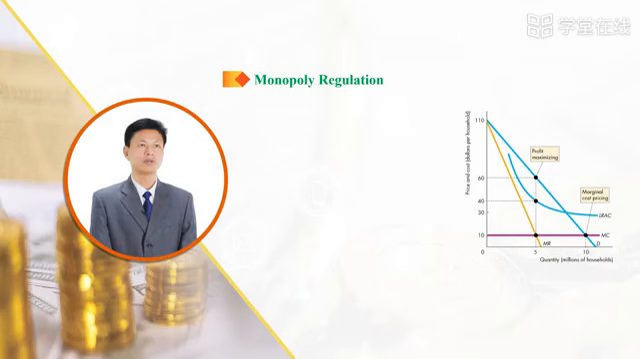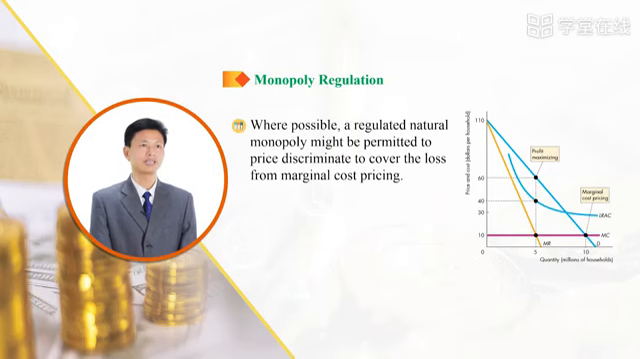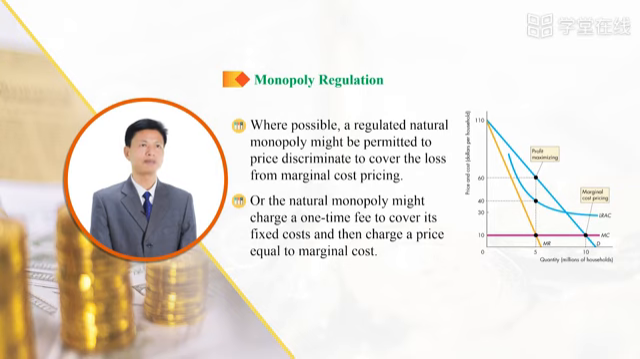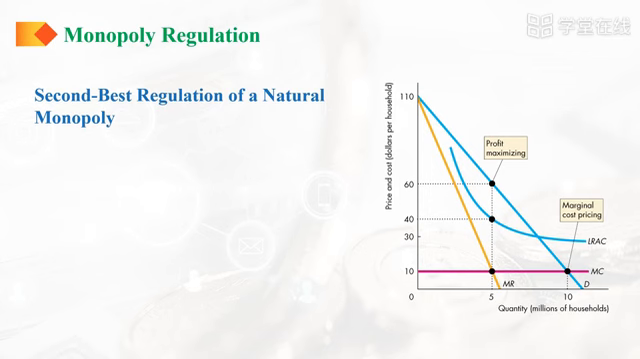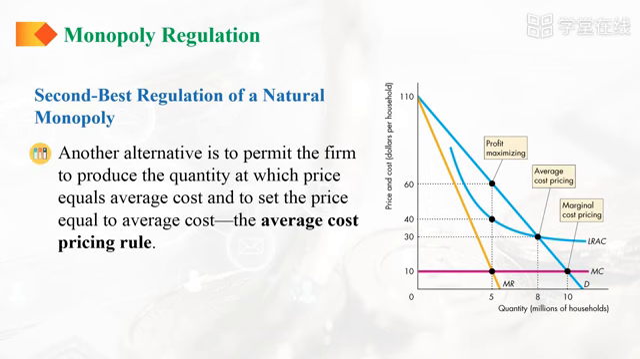Where possible, a regulated natural monopoly might be permitted to price discriminate to cover the loss from marginal cost pricing. Or the natural monopoly might charge a one-time fee to cover its fixed cost, and then charge a price equal to marginal cost. Another alternative is to permit the firm to produce the quantity at which price equals average cost, and set the price equal to average cost.